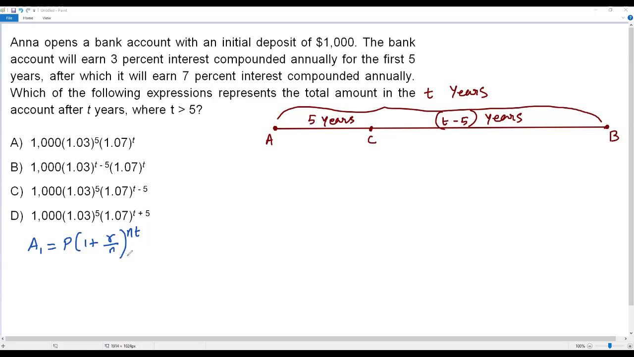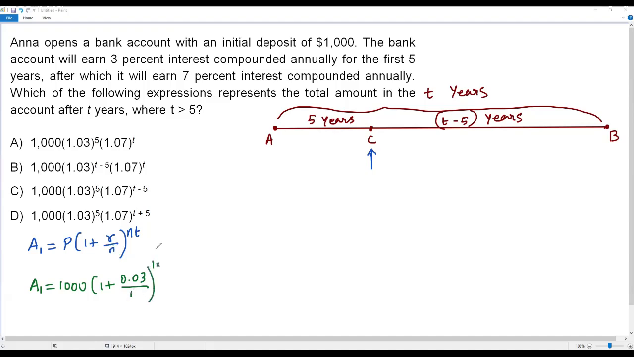Now let's find the value of the deposit after the first 5 years. That is, I'm going to find the value of the deposit at the position C, at the end of 5 years. For that, I have to plug in the values. I said P is the initial deposit or the principal, so here the principal is $1,000. We can plug in 1,000 for P, 1 plus R, the rate of interest. Usually we write that in decimal form. The decimal form of 3% is 0.03, that is, you divide 3 by 100. And the number of times interest is compounded per year, in this case, is 1 because it's compounded annually.